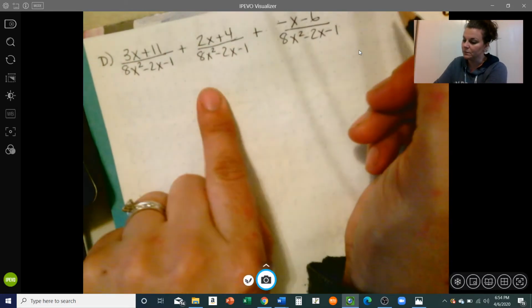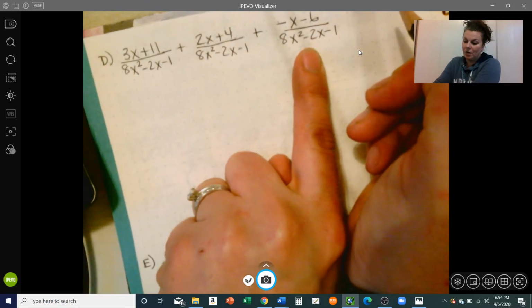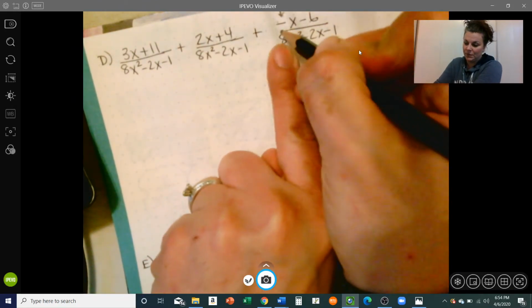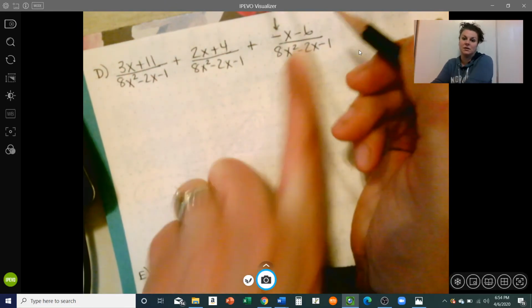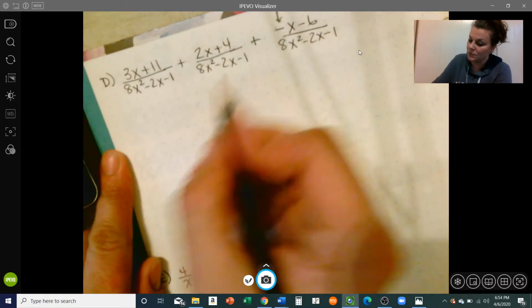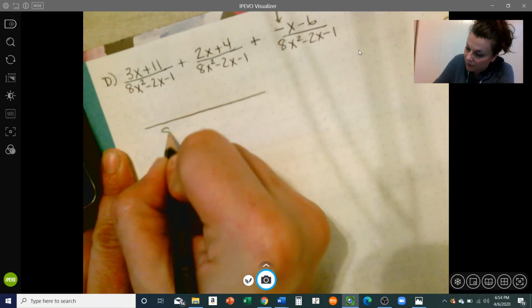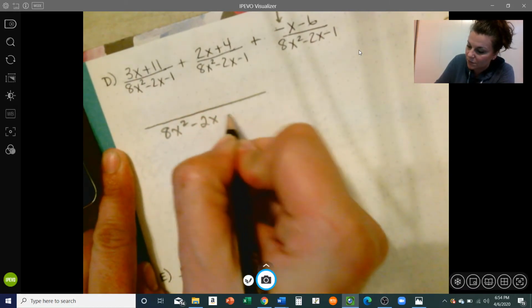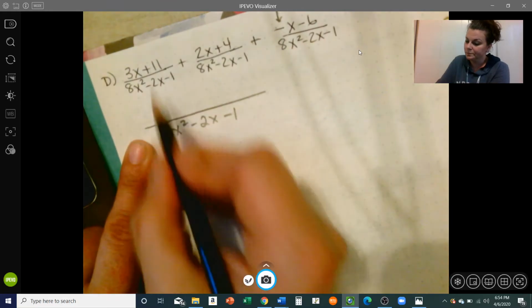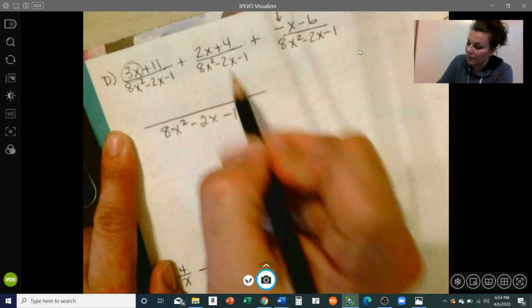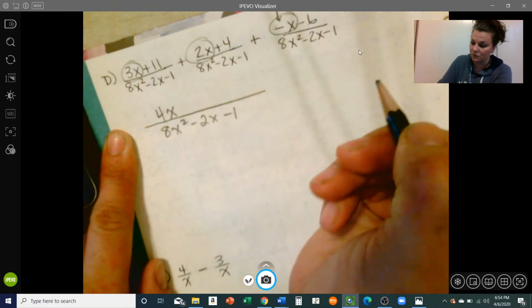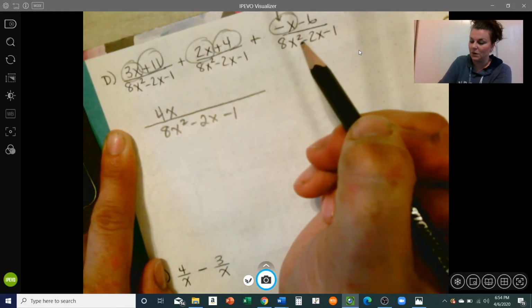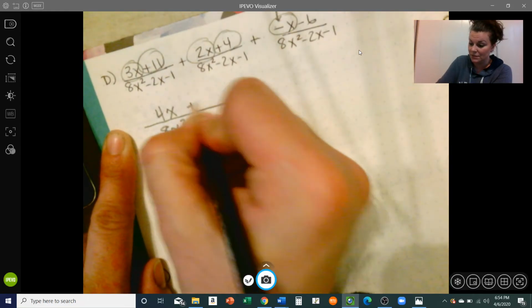So let's look at our next example. So I have a longer problem here, and I do want to notice that this is a negative x and that's a negative 6. Okay, so everything is going to end up over 8x squared minus 2x minus 1. So I'm going to combine my like terms. So I have 3x and 2x and negative x, which is 4x. And I have 11 and 4, just 15, minus 6 is 9.